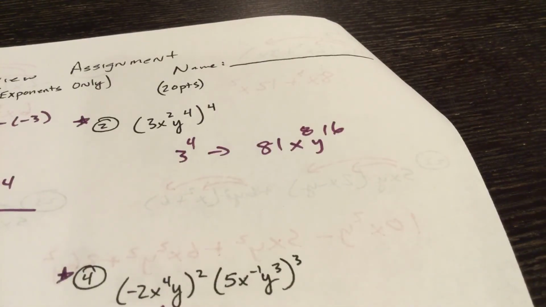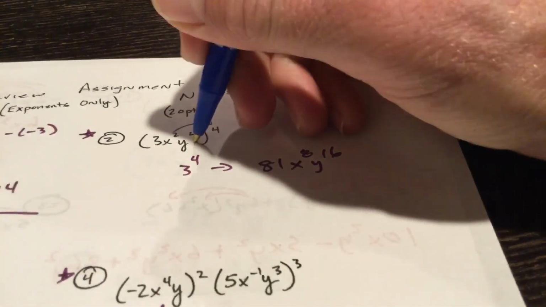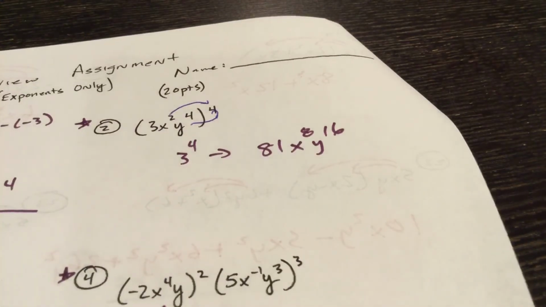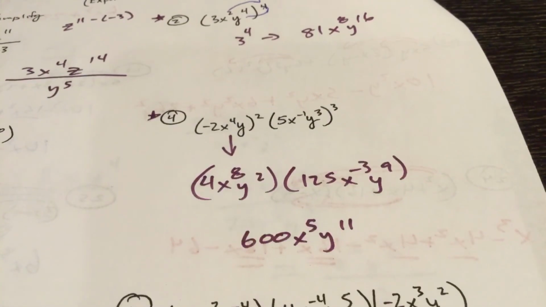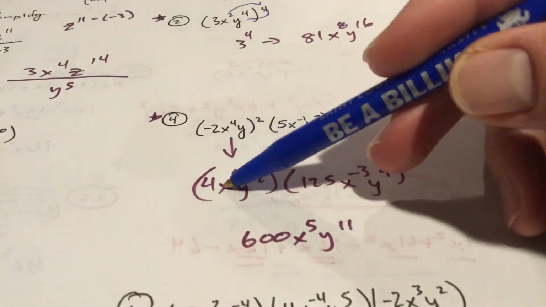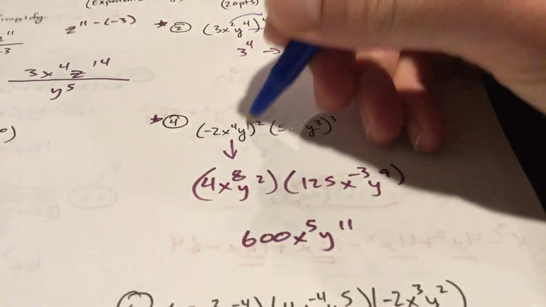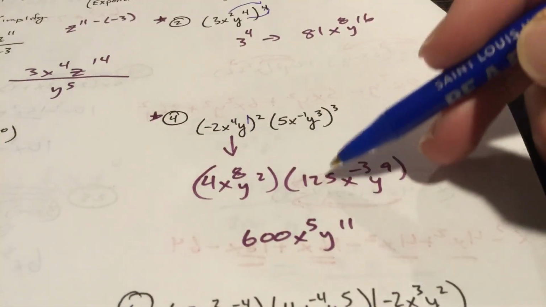Exponent rule number 2, a power to a power. 3 to the 4th is 81. Then x to the 8th, y to the 16th. Multiplying exponents. Number 4, negative 2 squared is 4. Then we have a power to a power, so multiply those exponents. 5 to the 3rd is 125.